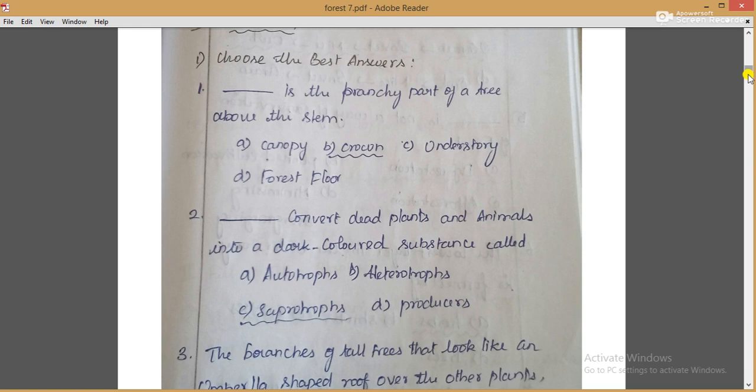Second one is: dash convert dead plants and animals into a dark colored substance. Options are autotrophs, heterotrophs, saprotrophs and producers. So the answer is saprotrophs. Saprotrophs convert dead plants and animals into a dark colored substance.